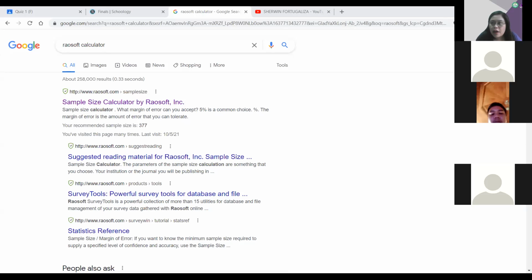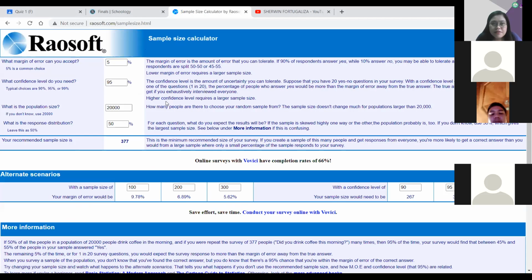So this is what I do. If you don't, you actually have an option. Depende sa inyo whether you're going to use the Slovin's formula or you will just use the Raosoft calculator. So i-search nyo lang sa Google Raosoft calculator, lalabas na yan siya agad. So this one, sample size calculator by Raosoft. This is a free software.